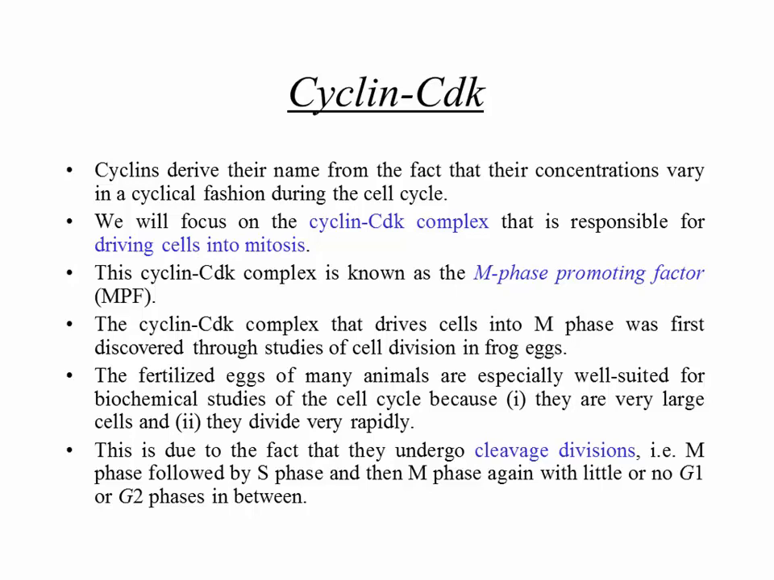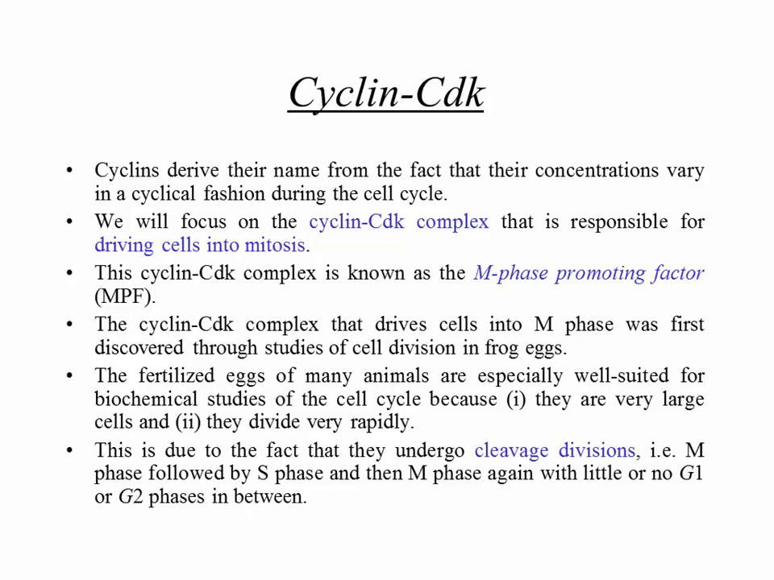So this cyclin-dependent kinase complex is known as the M phase promoting factor because it can drive cells. If there is a cell that has been halted just before M phase, you give it this factor, the cell will move into M phase. Right. So the cyclin CDK complex that drives cells into M phase was first discovered through studies of cell division in frog eggs. Okay, again, remember I said before, the frog egg has completed DNA replication. It is arrested just before the M phase of the first meiotic cell division. Right. So if I add this factor, it will push it over. Then I know that this is the factor that can basically bring about the transition to M phase.